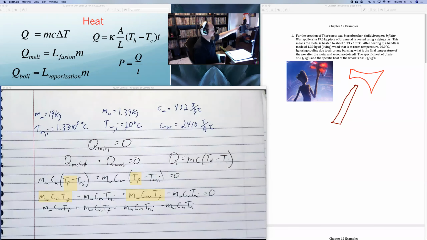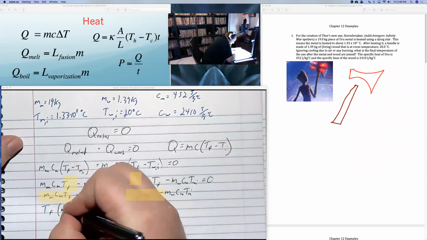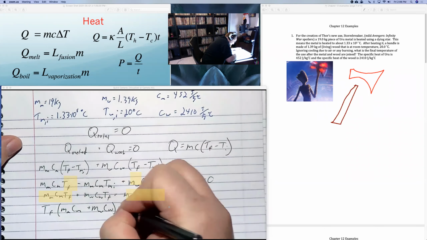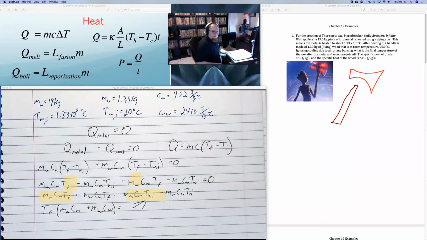Okay, I'm going to turn off the autofocus for a little bit because it keeps trying to change the focus. I'll then take this left side and factor out a T final. And the right side didn't change, so I'm not going to bother writing it again. And I'll divide both sides by everything in parentheses.